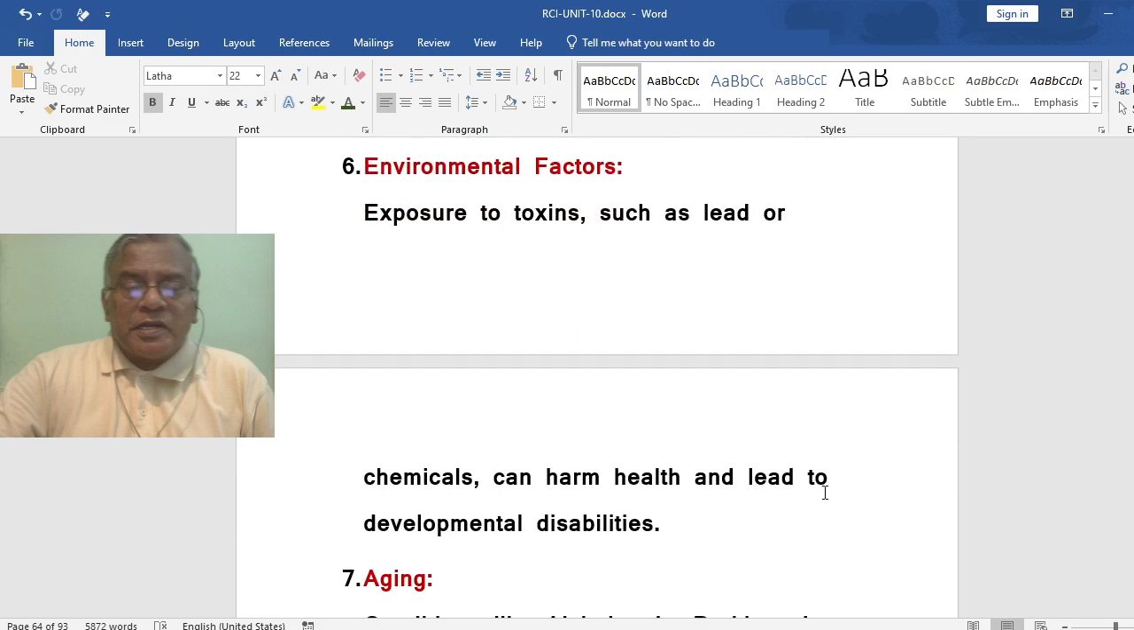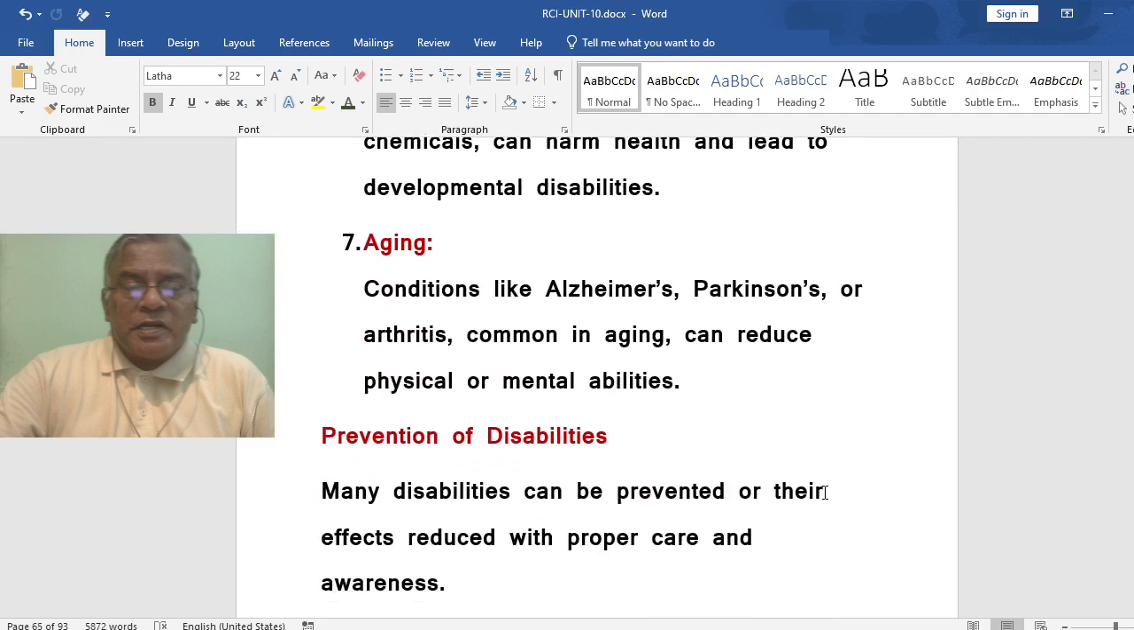Then environmental factors. Exposure to toxins such as lead or chemicals can harm health and lead to developmental disabilities. Aging is also another cause. Conditions like Alzheimer's disease, where the hands will be shaking, Parkinson's. Conditions like Alzheimer's, Parkinson's, or arthritis, common in aging, can reduce physical or mental abilities.